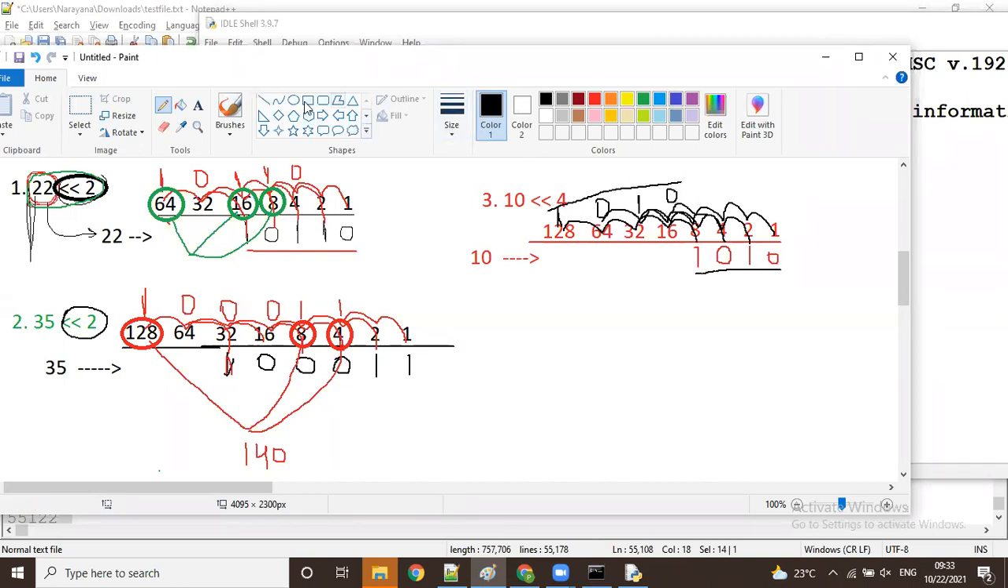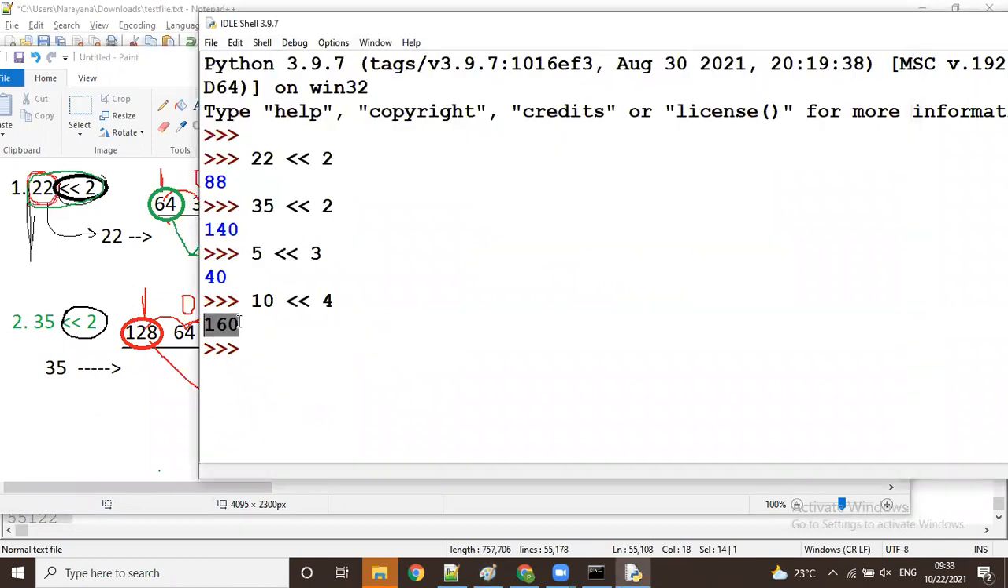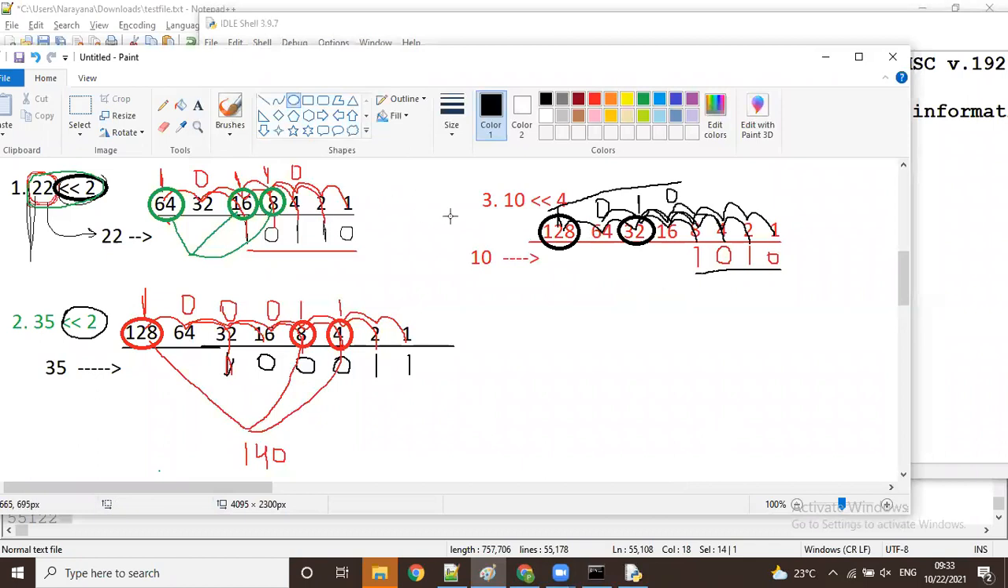Now wherever the one is there, that integer we sum. Here one is there, means 128, plus 32. One is there, right? 32, guys. How much, all of you? 128 plus 32, how much now? 160, guys, right? What is the answer here? 160 is the answer. Now I hope, guys, everybody understands how to work with the left shift operator.